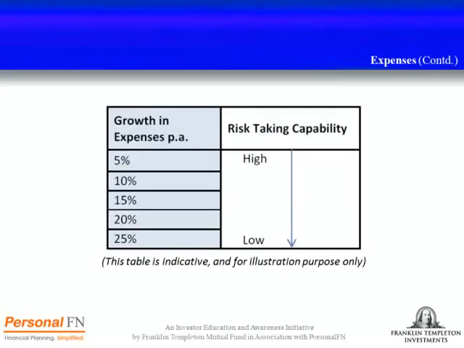In the table, you can see that if you have an expected growth rate in your expenses as low as 5% as compared to an individual who has 20% expected growth rate in expenses, then your risk-taking capability is much higher than the other individual.